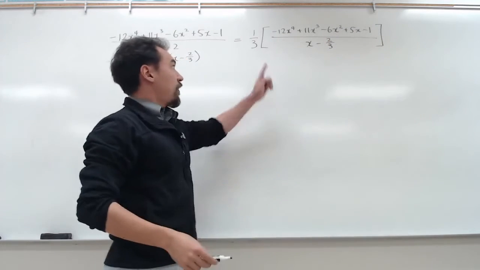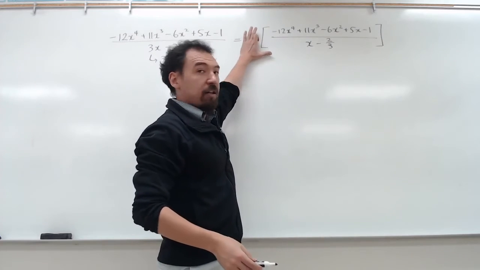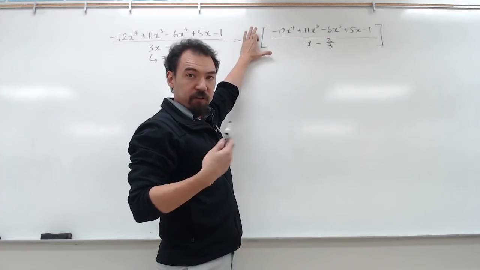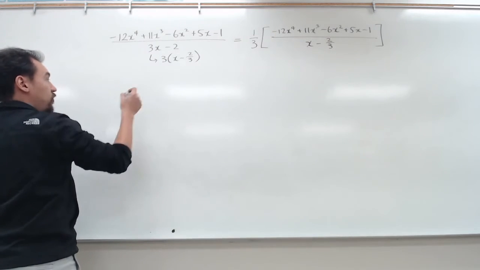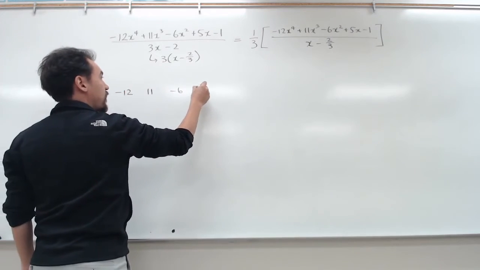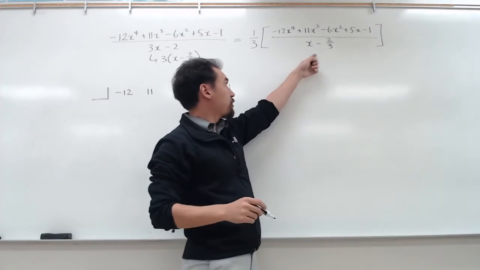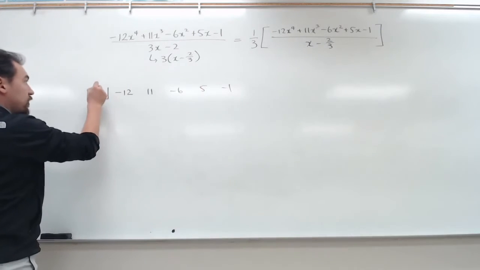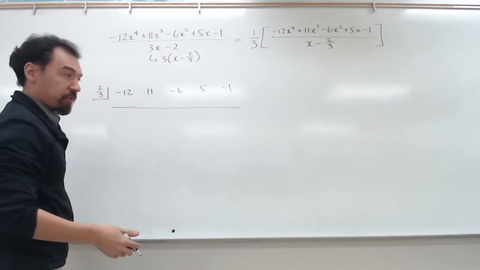So that is something we can use synthetic division on. We're going to leave off that 1/3 for now, and we're going to come back to it later at the end. So the coefficients on the numerator, negative 12, 11, negative 6, 5, and negative 1. And in the box, this is going to be x minus 2/3, so we put the 2/3 in the box. Fractions are okay. We've already done more obnoxious numbers, right?